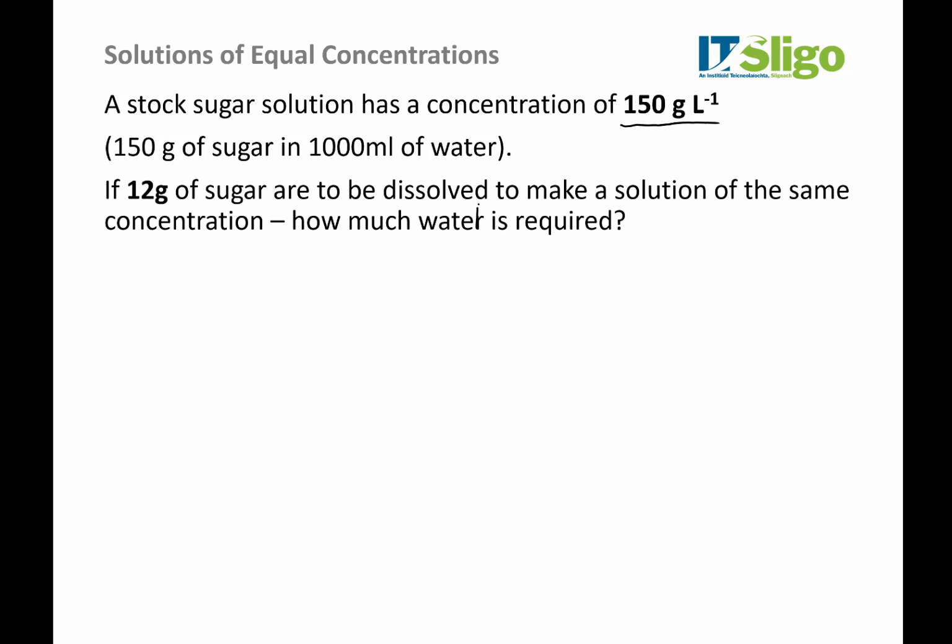I just better set up the rest of the problem first. So if 12 grams of sugar are to be dissolved to make a solution of the same concentration, how much water do we need? So it's a little bit more wordy than the last example, but the process, guys, is the exact same. Grams on the left and mils on the right. This time I'll just write the mils above and the grams above because I think it's neater when we're working out the solution. So now at the bottom, guys, I'm told I have 12 grams.